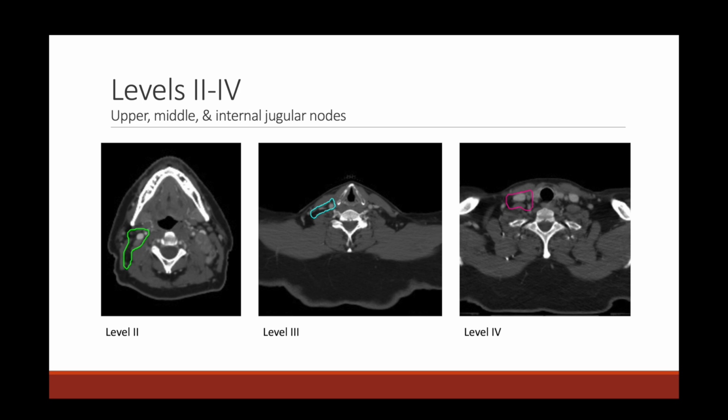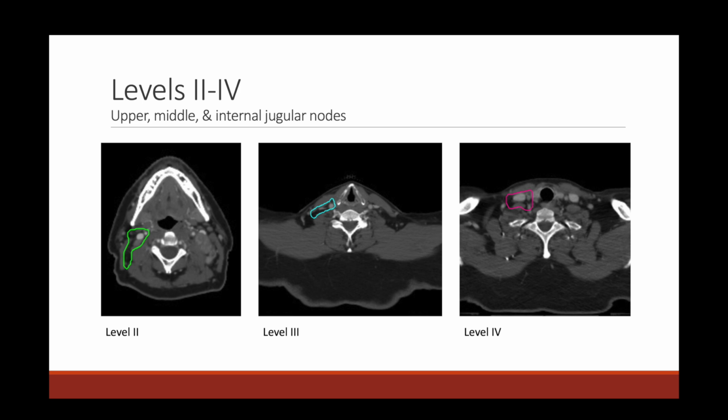And anterior to this level would actually be level 1B, which we'll talk about, which is the submandibular level that includes the submandibular gland. So we're going along the inside of the sternocleidomastoid muscle. We're wrapping around the blood vessels. We're making sure to include all of that dark fatty space. And then we're stopping posterior to the submandibular gland because that is a different level. That's level 1B, which is the submandibular nodes.